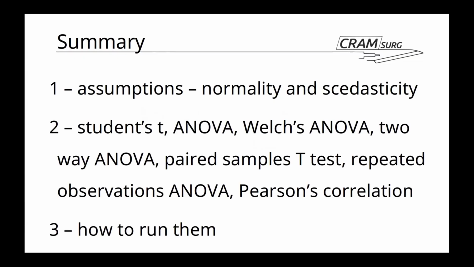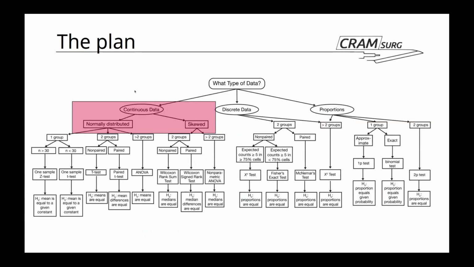A quick summary of what we talked about. We talked about probably the most important thing in the world, which is assumptions, particularly normality and homoscedasticity. And then we touched base on others, such as sphericity, etc. But these are the two really that I need you guys to remember. We talked about Student's t-test, ANOVA, Welch ANOVA, two-way ANOVA, paired samples t-tests, repeated measures ANOVA, and Pearson's correlation, and how to run them. So today we're going to continue our journey through the analysis of continuous data.